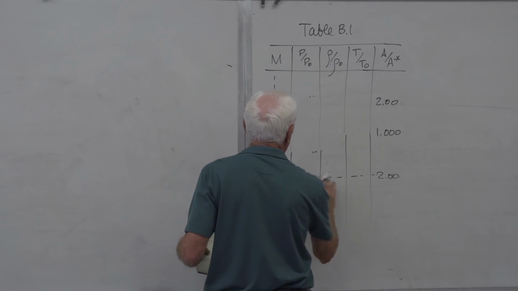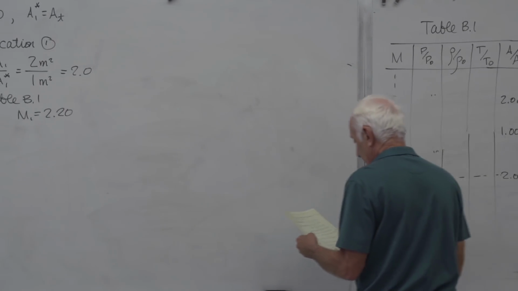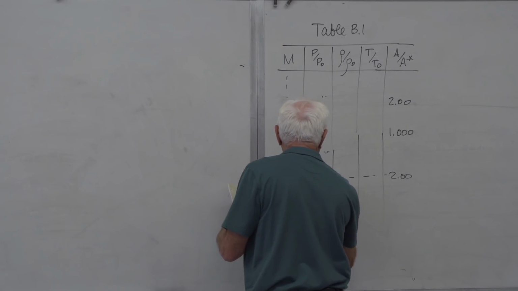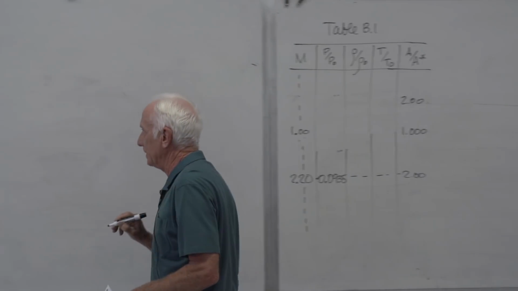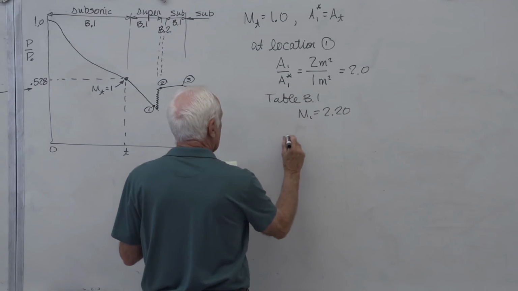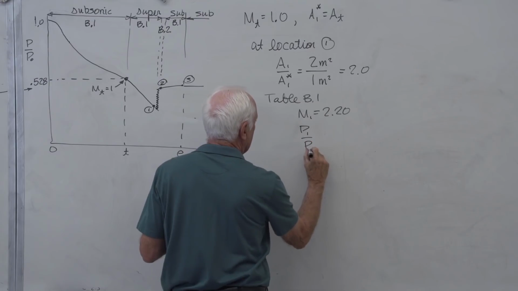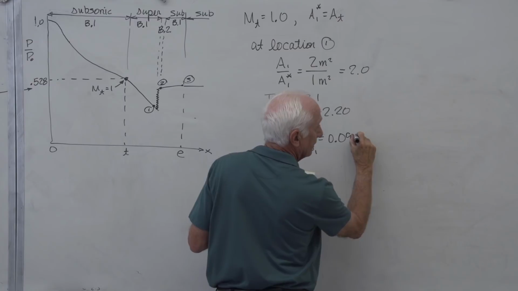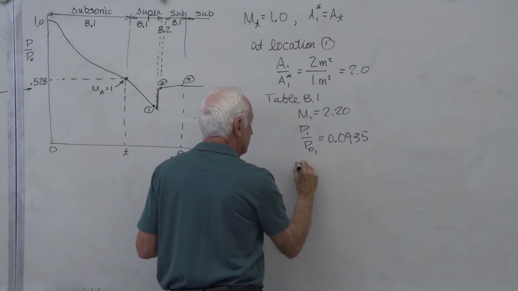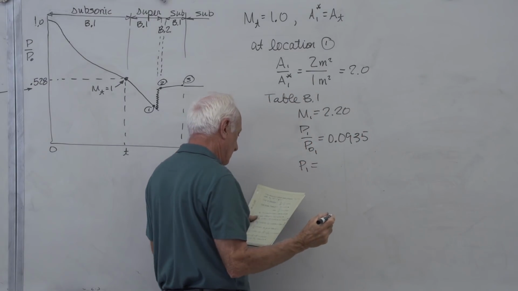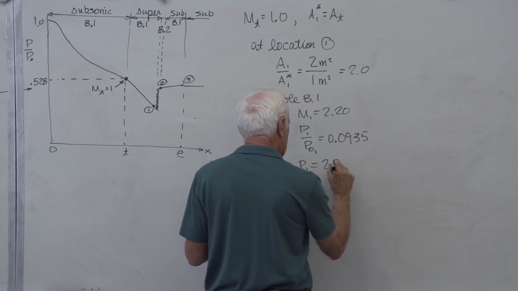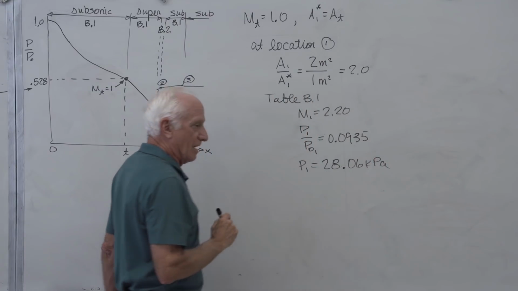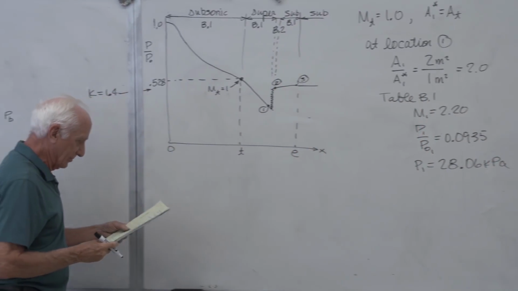I also have P over P naught, 0.0935. So P1 over P naught 1 is 0.0935. Solve for P1. So P1 comes out to be 28.06 kPa. So now I've got the pressure in front of the shock wave.